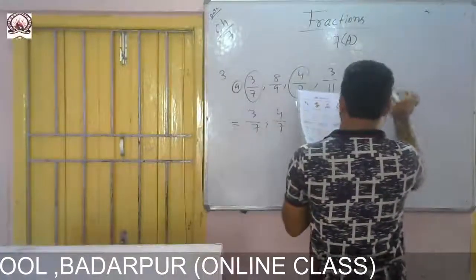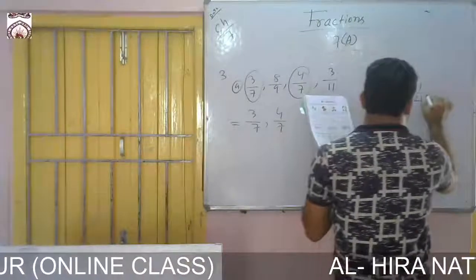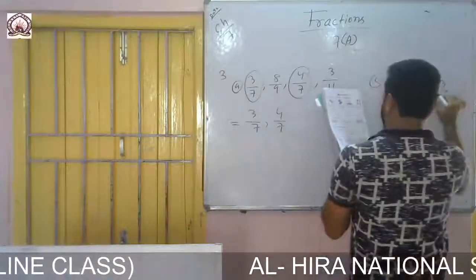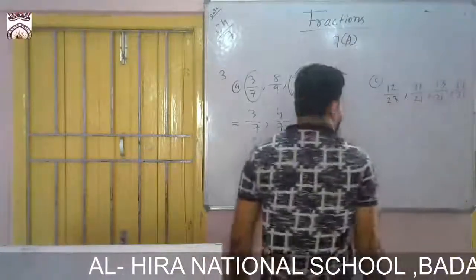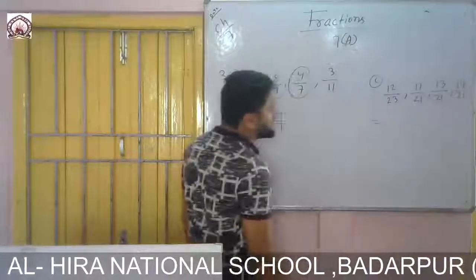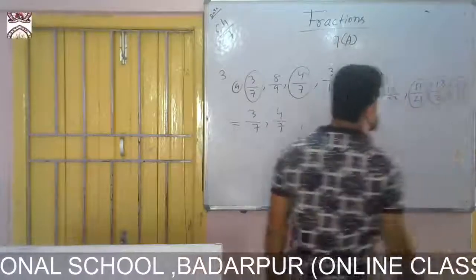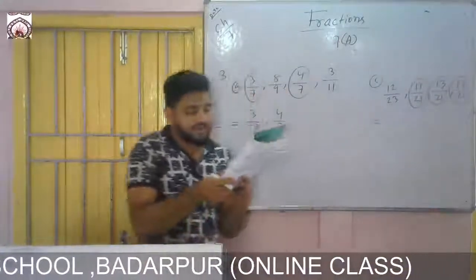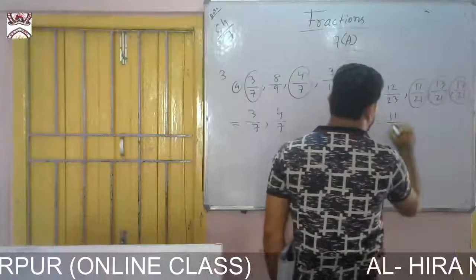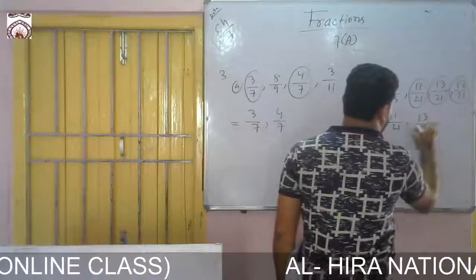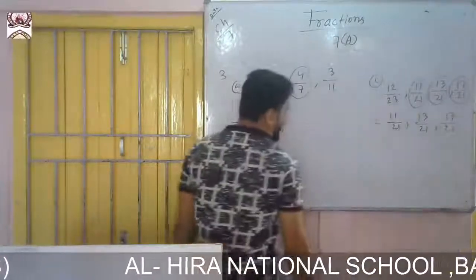See, 12 by 23, 11 by 21, 13 by 21, 17 by 21. Now here you check which 3 fractions are the ones. 1, 2, 3. These 3 have the same denominator. So with the same denominator we say that they are like fractions. So 11 by 21, 13 by 21, 17 by 21.